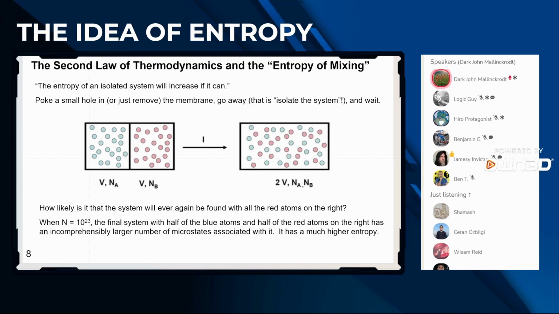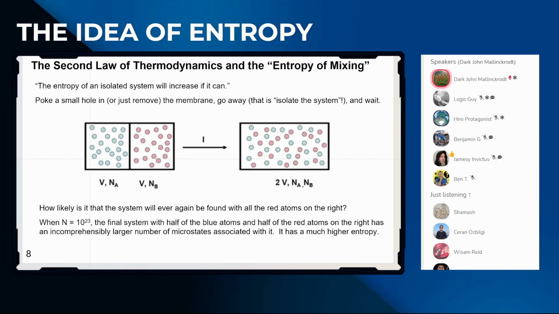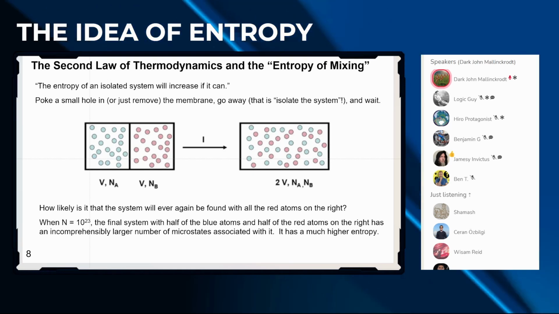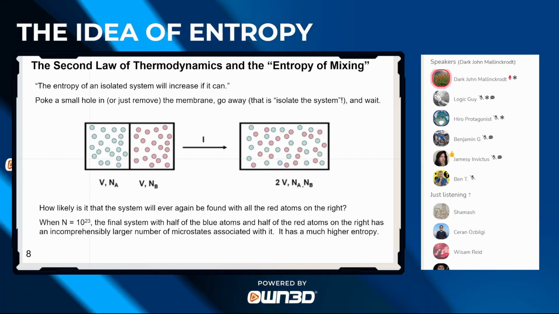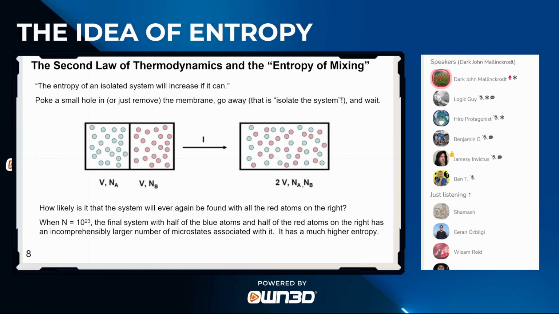So my starting point has a certain entropy. Let's just say that the initial separated gas has a certain entropy. Now, can that entropy increase? Well, I don't know. Apparently not. But if I poke a hole in it, I'm allowed to come in, poke a hole, and then leave. So I'm going to either poke a hole in or remove the membrane. I like the idea of poking a hole in it and then going away.